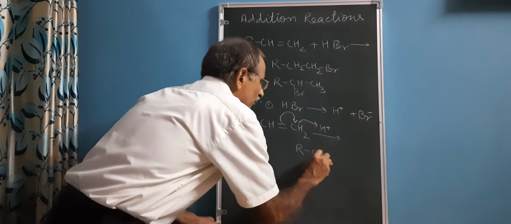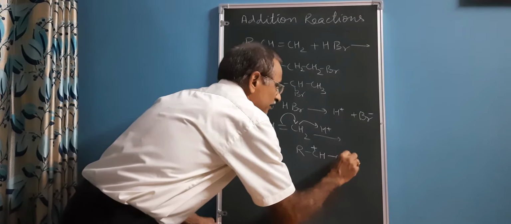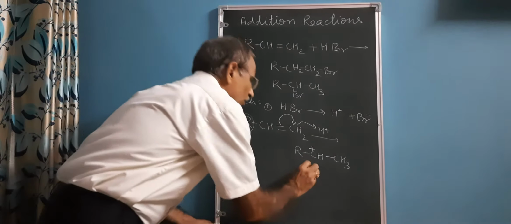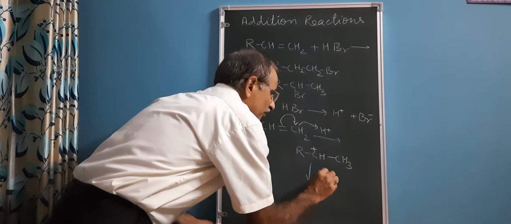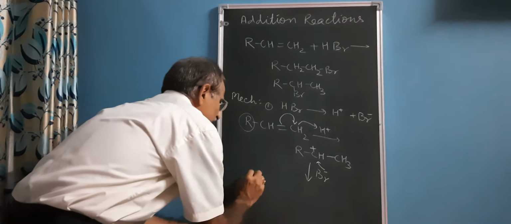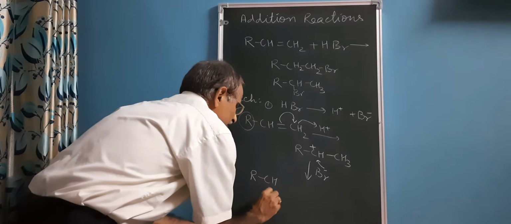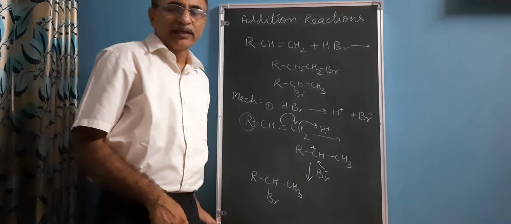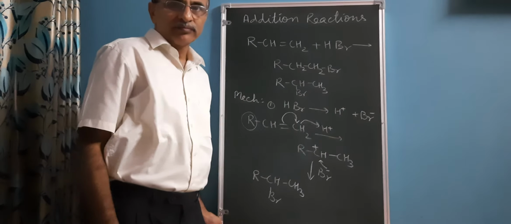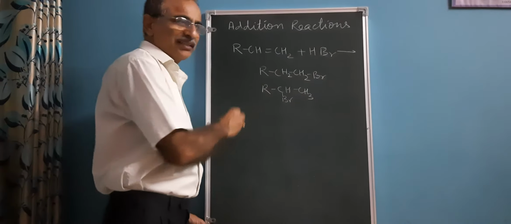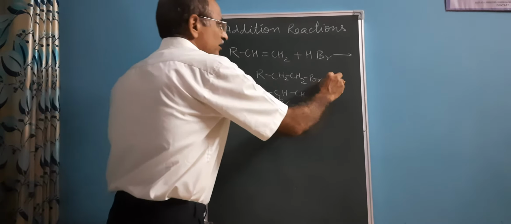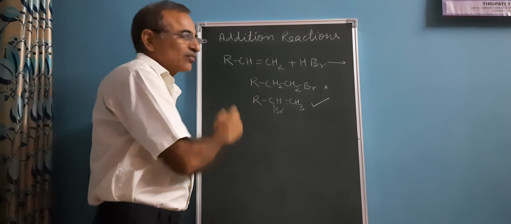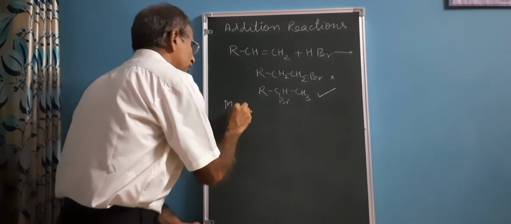That will lead to formation of secondary carbonium ion, which is more stable as compared to primary carbonium. Once this secondary carbonium ion is formed, further this bromide ion will approach and it will form 2-bromo alkane. This is how we can write the mechanism of addition reaction. From the mechanism of this reaction, it is clear that formation of 2-bromo alkane is taking place, and this is according to Markovnikov rule.